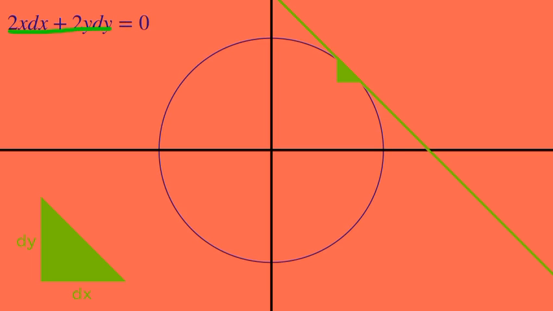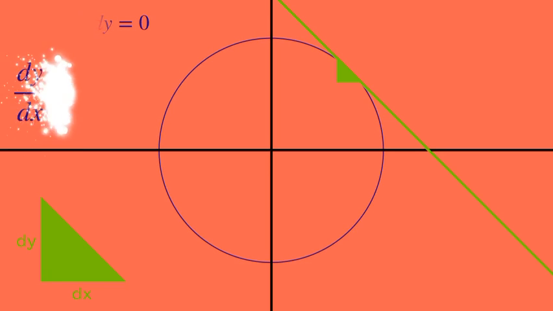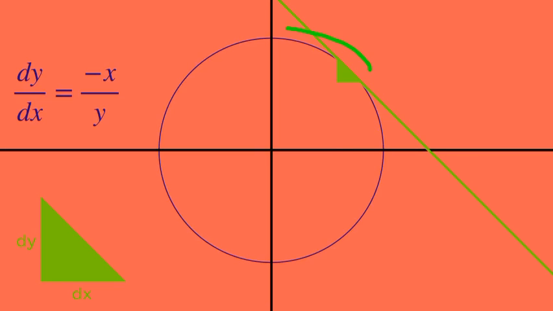And now, if you divide everything by i, you get 2x plus 2y times dy over dx equals 0. And now, with some further algebraic manipulation, you get the derivative of y with respect to x of this circle is negative x over y.